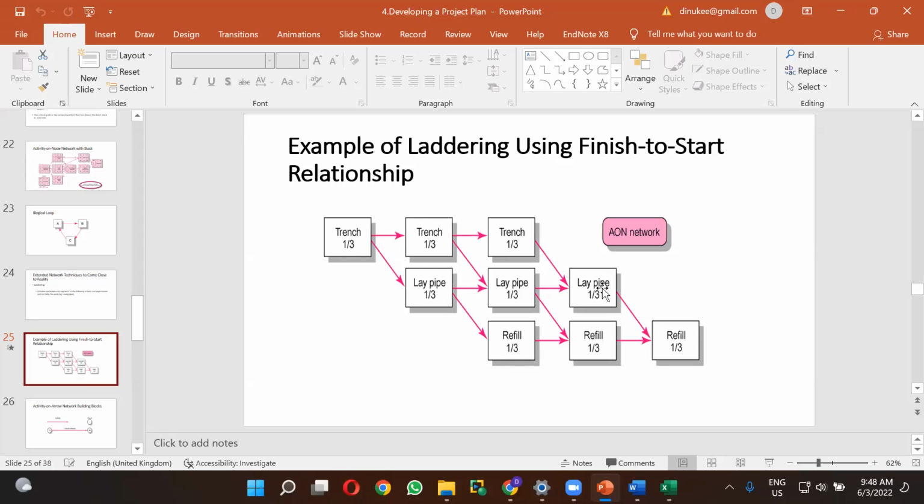So you can just have the remaining 1/3, and for the refill you have only completed 1/3 of one segment, and you can go to another segment and then another segment. So this is the example that I can give for laddering.